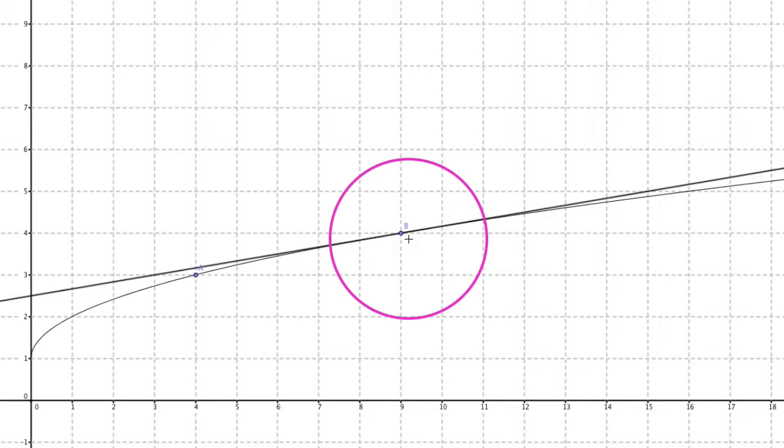So that's how you find the derivative, and that's how you use it to evaluate for slopes at different x values on your graph. Cheers.